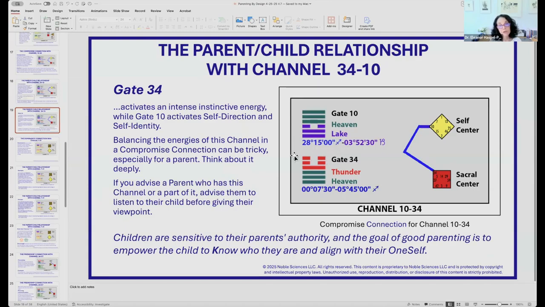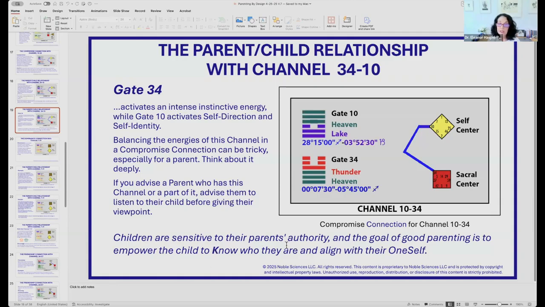So in the parent-child relationship with 34-10, it's going to activate intense instinctive energy, the 34. Gate 10 activates self-direction. So balancing the energies in this channel is tricky for the parent more than the child. In my view, the parent has responsibility, regardless of the child's design, to empower that child, to always be looking for ways to trust their child, to let the child know that they're trustworthy in what they know about themselves. Advise the parent to listen before giving their viewpoint.